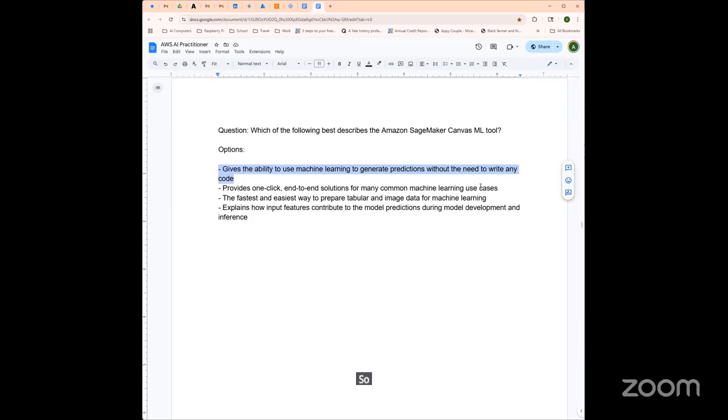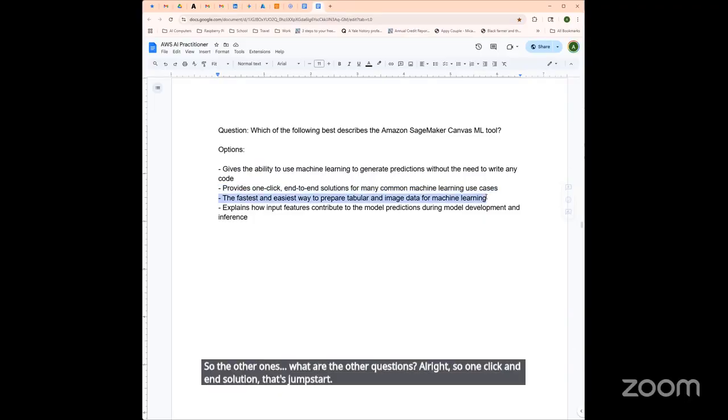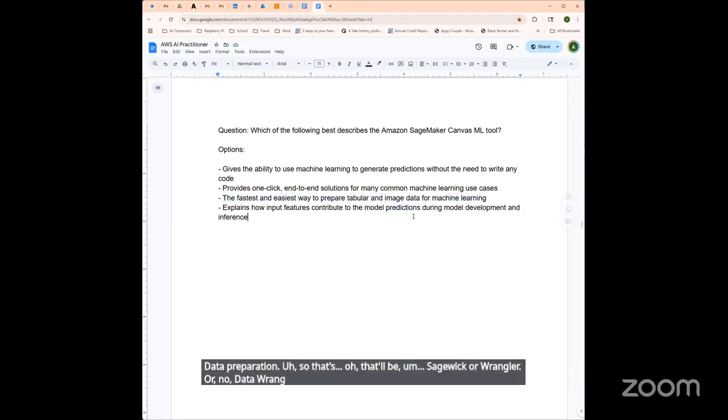So what are the other options? One-click end-to-end solution, that's JumpStart. Fastest and easiest way to prepare data, that'll be SageMaker Data Wrangler.